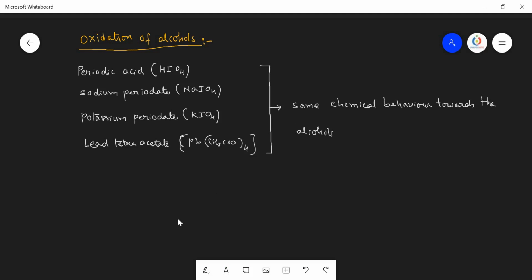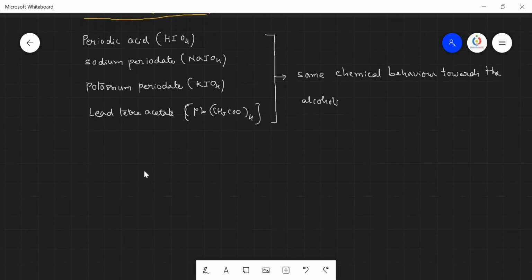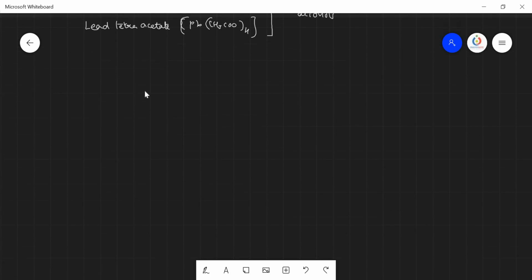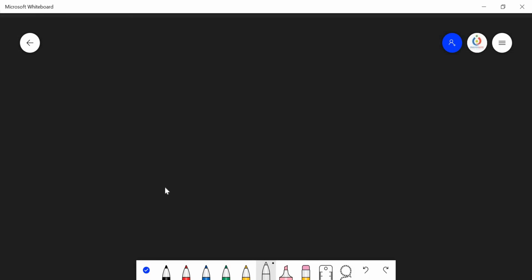Okay, so let us see how these oxidizing agents work towards the alcohol. Generally these oxidizing agents do not react with alcohols containing a single OH group. They react with the diols. In this sense, particularly if 1,2 diols are there, then they react with the 1,2 diols. Let us see how they react with the 1,2 diols.